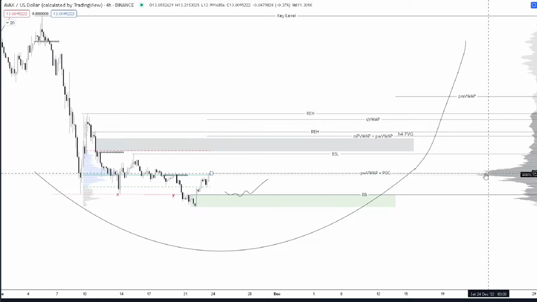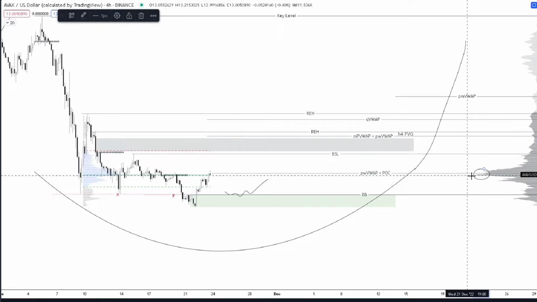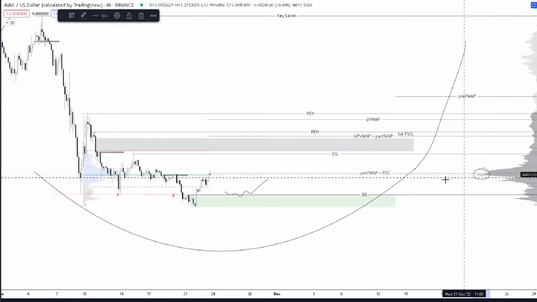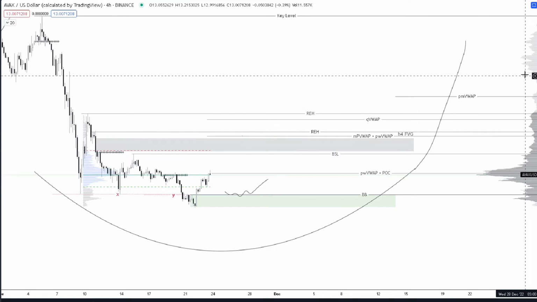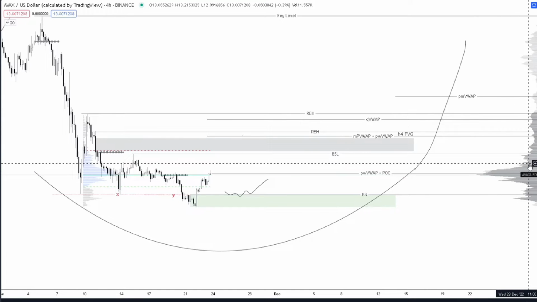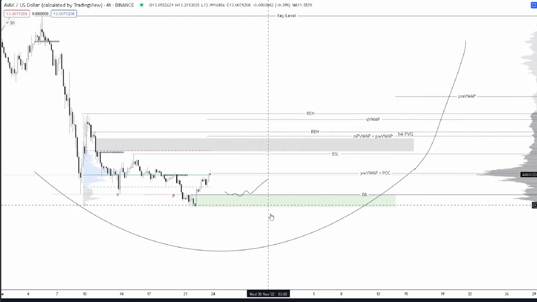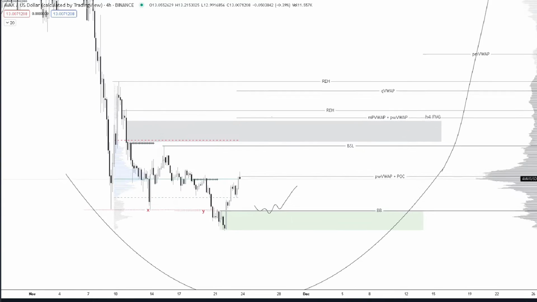You can also see that we have a large volume node right here on this right side. These are areas of either resistance or support. So definitely keep your volume nodes on as well. As you can see, whenever there are gaps instead of large nodes, price will end up shooting right through them. So in terms of entries, this is what I'm looking for.